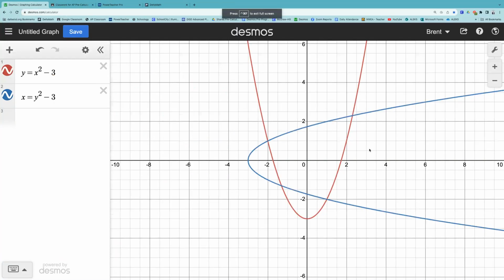Is the inverse a function? Is this blue graph a function? Does the blue pass the vertical line test? Does it? No. And if you're wondering, why do I have to have that plus or minus? Remember when we solved it, we got plus or minus the square root?